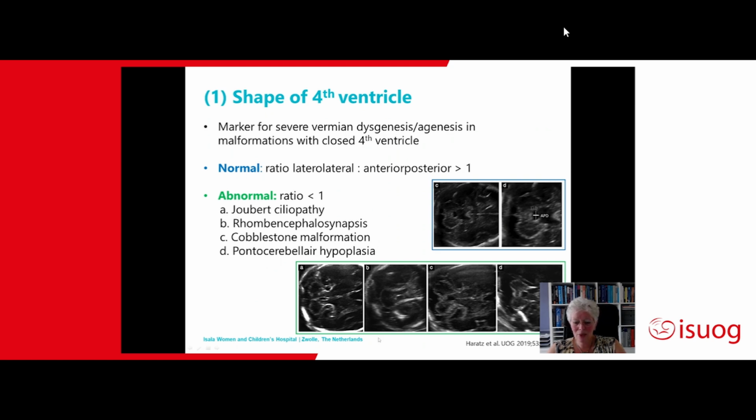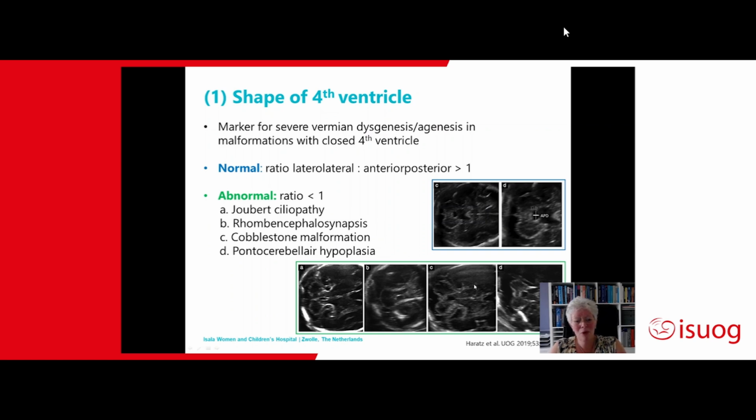And you can see over here some of the malformations. And so for instance here the Joubert ciliopathy, where you can see that the height of the fourth ventricle is more than the width. And you also can see the hyperplasia of the cerebral peduncles. Here we have a case of rhombencephalosynapsis where there is no vermis, but both cerebellar hemispheres are fused.